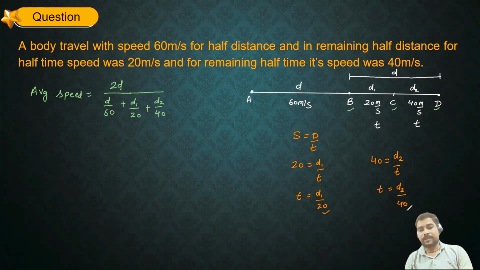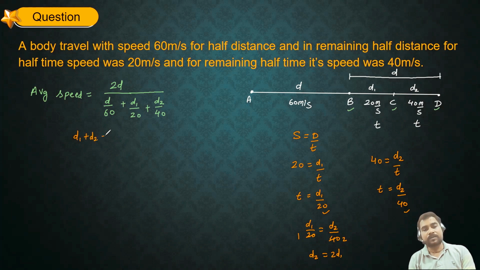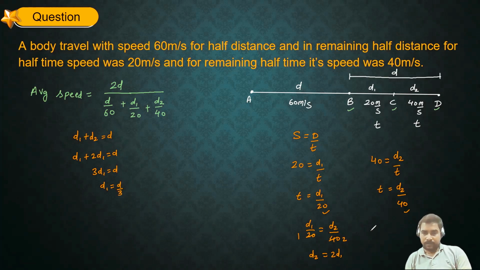I can compare these two and I am getting D1 upon 20 equal to D2 upon 40. If you cross multiply, you will get the D2 value as 2 times D1. Now we know D1 plus D2 equals D. So D1 remains as it is and D2 is 2D1, so 3 times D1 equals D. The value of D1 is going to be D by 3, and since I have the D1 value, the D2 value is also going to be 2D by 3.